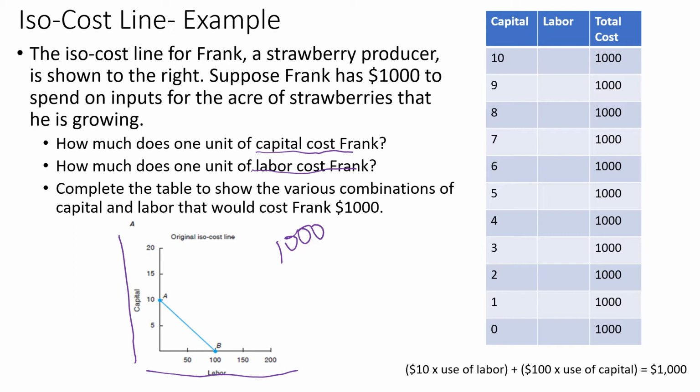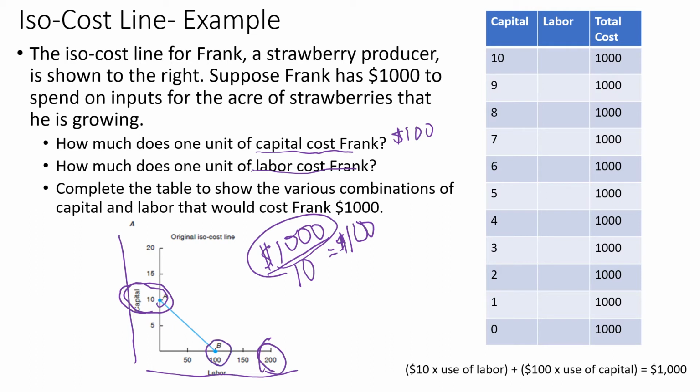How much does 1 unit of capital cost for Frank? Well, if he's spending $1,000 and if he spent all of that $1,000 on capital, he could buy 10 units of capital. So to figure out how much capital costs, we're just going to take that $1,000 and divide it by 10. That's going to give us 100. So we know that capital is $100 per unit. If Frank spent that entire $1,000 on labor, he could buy 100 units of labor. So if we take 1,000 divided by 100, we're going to get 10. So we know that labor is costing him $10.